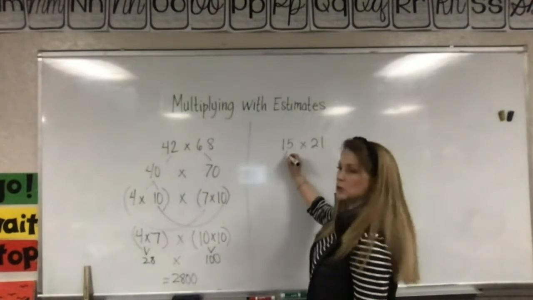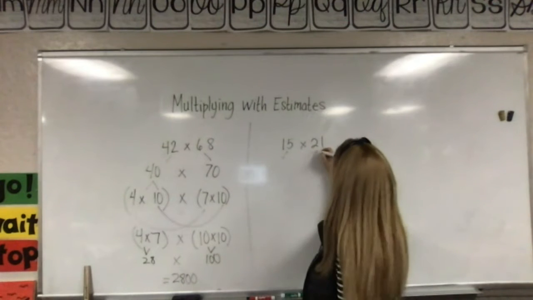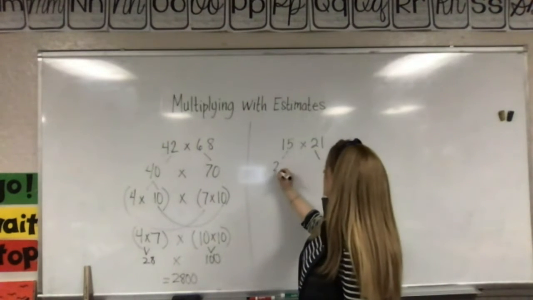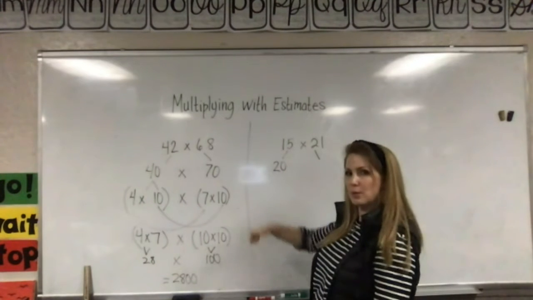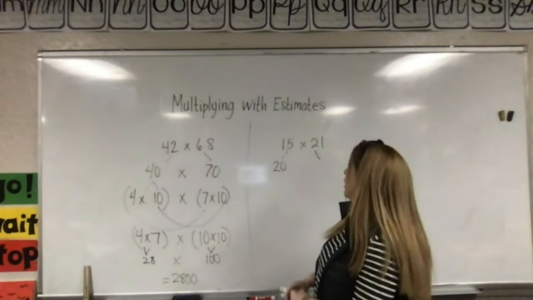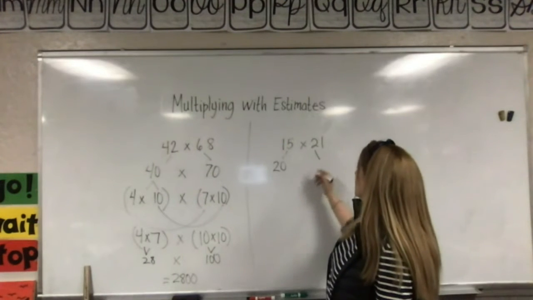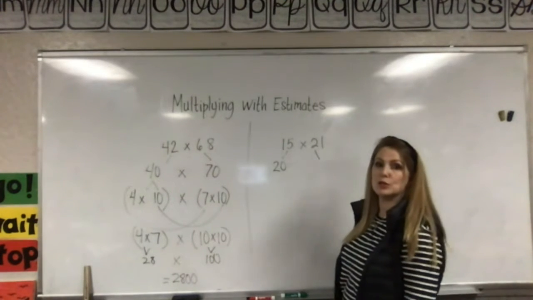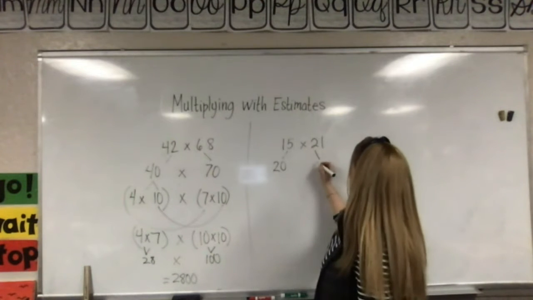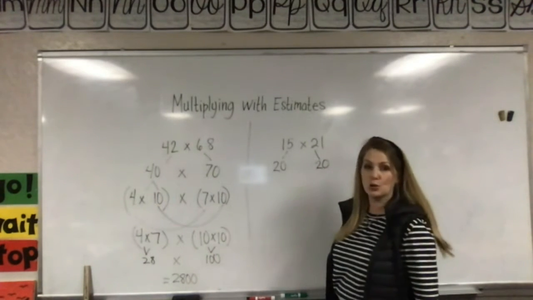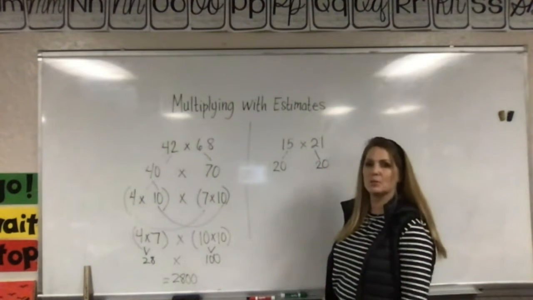So first thing we'll do is round each number. 15 rounded becomes 20. Why? We raise the score. The 1 becomes a 2. Everything after is a 0. 21, well, it's closer to 20. So we're going to let it rest. It also becomes a 20.